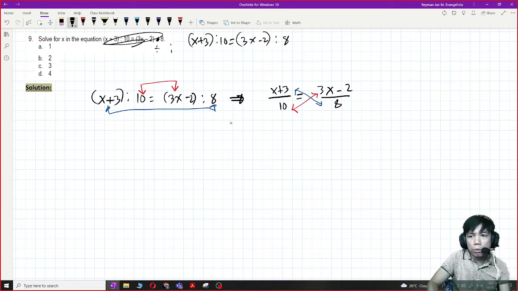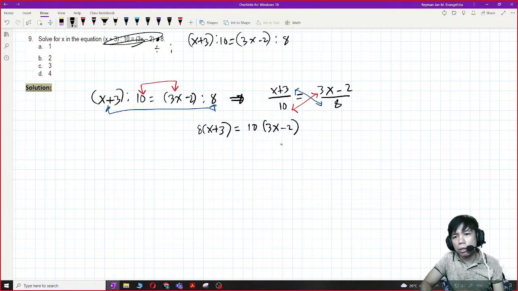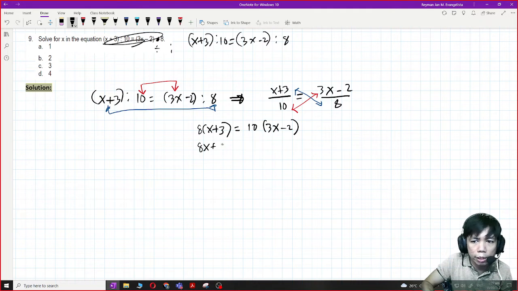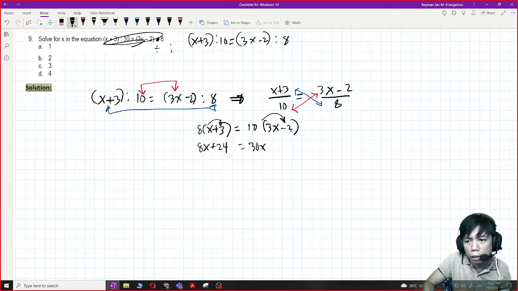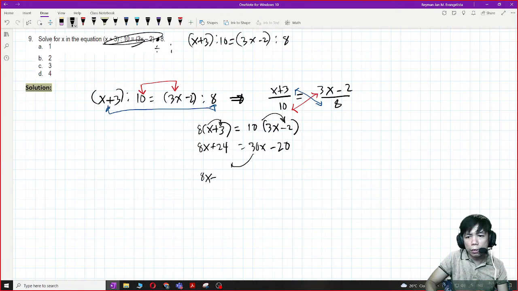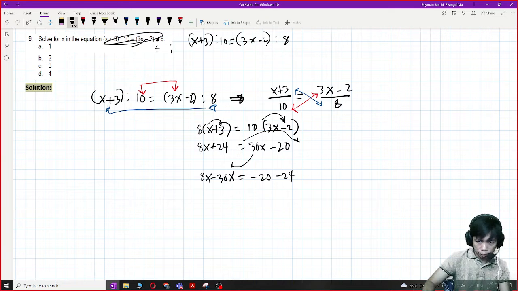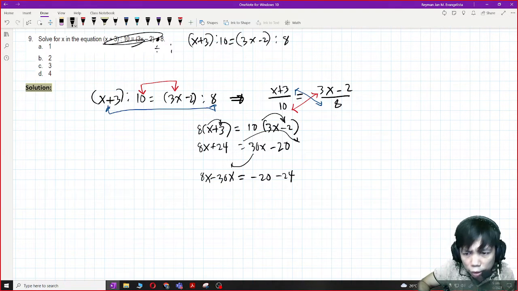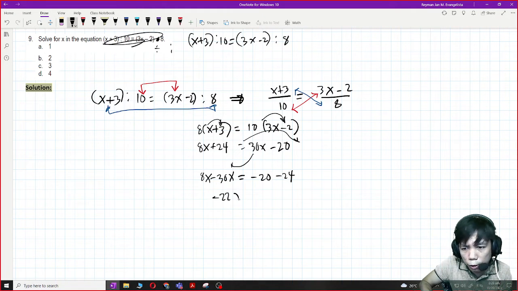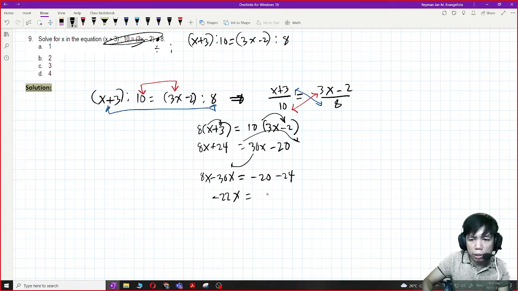Okay? So, 8 times x plus 3 is equal to 10 times 3x minus 2. Okay? Distribute. So, 8x. 8 times 3 is 24. 10 times 3x is 30x. 10 times negative 2, so negative 20. Lipat yung 30x sa left side, magiging minus na. So, minus 30x. Negative 20, yung 24 lipat sa kabila. Magiging minus 24. Okay. 8 minus 30 is negative 22 x. Then, negative 20 minus 24 is negative 44.